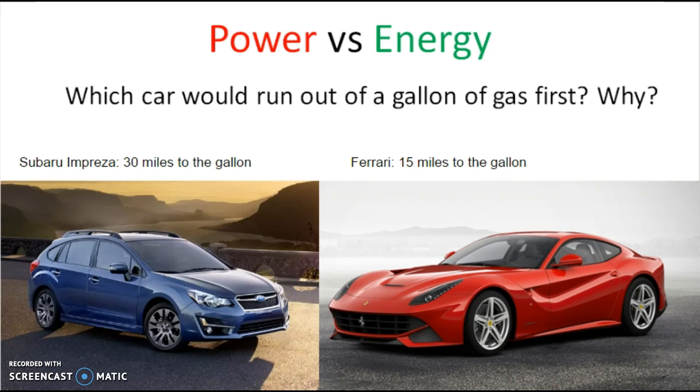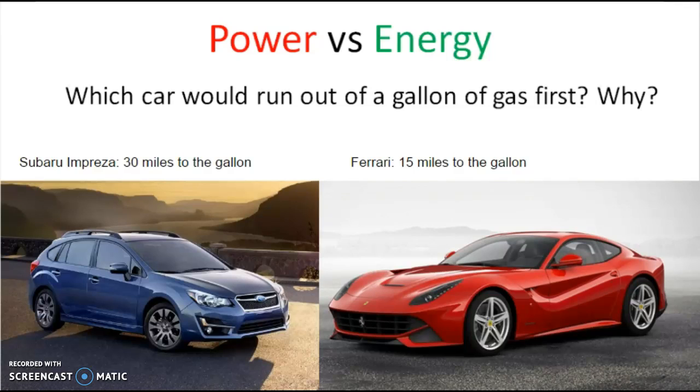So we went over a slide something like this in class. Which car would run out of gasoline first, and why? If we look at both of them, and we put 1 gallon of gas into both these cars, the Subaru Impreza, which is the car I drive, and the Ferrari, which is definitely not the car I drive, we would be putting 1 gallon of gas into both, but the Subaru Impreza has 30 miles to the gallon. The Ferrari has 15 miles to the gallon.